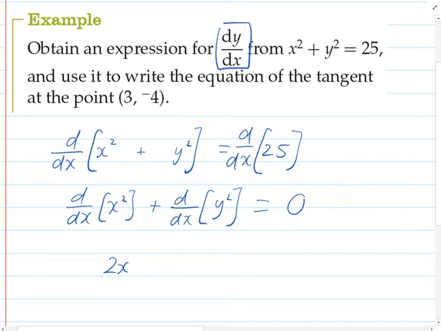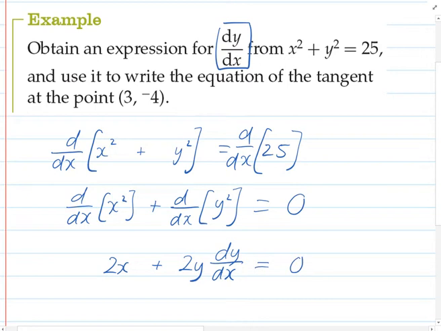D by dx of y squared is similarly easy, except that because we've differentiated y with respect to x, we have to times it by dy by dx. I'll let you accept that for now, and we'll deal with the y a bit later on, but it does make sense with regards to the chain rule, and then that's all equal to 0.